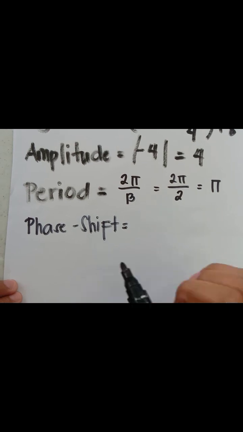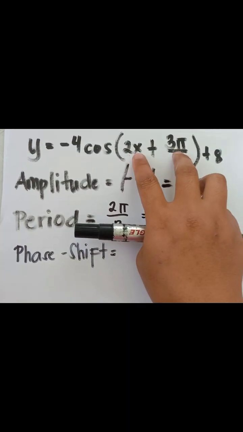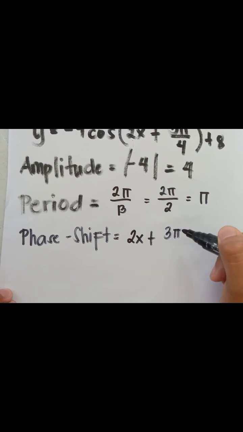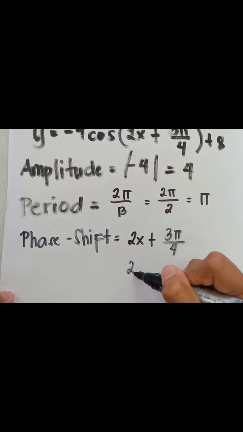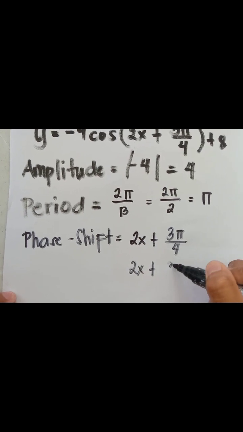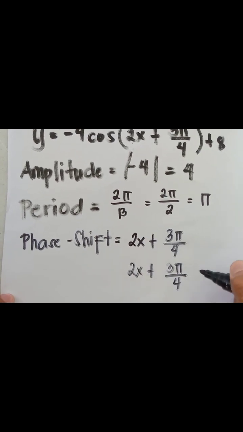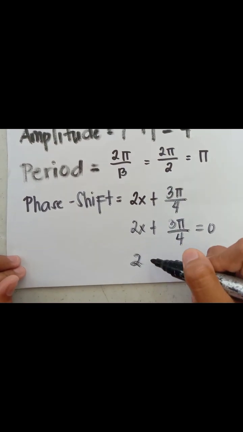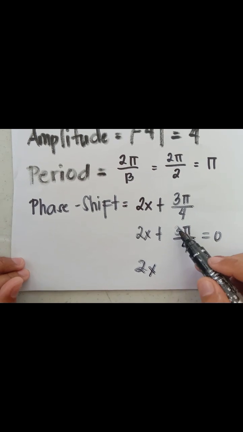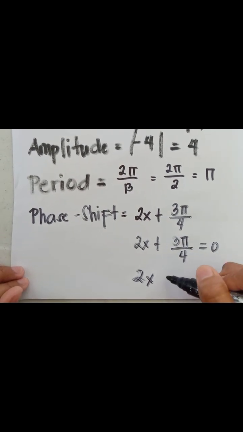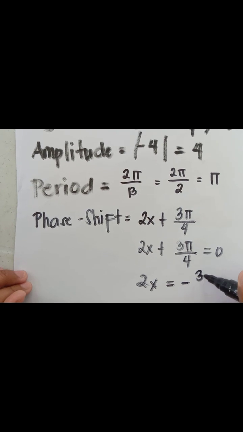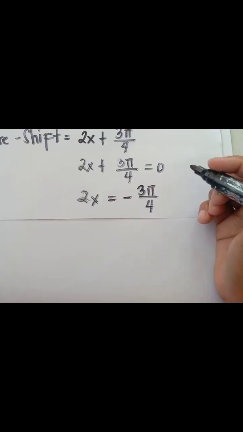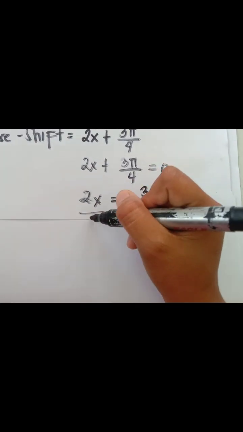To get the phase shift, we need to equate this 2x plus 3 pi over 4 to 0. So 2x plus 3 pi over 4 equals 0. So 2x, then transpose 3 pi over 4, so negative 3 pi over 4. Then divide both sides by 2.